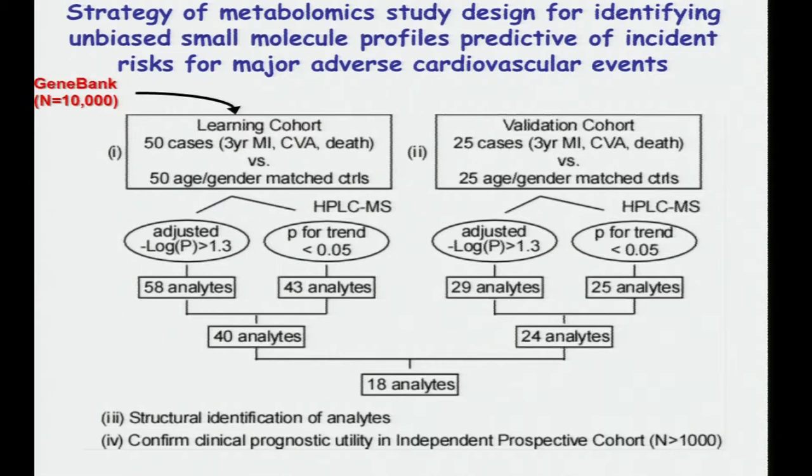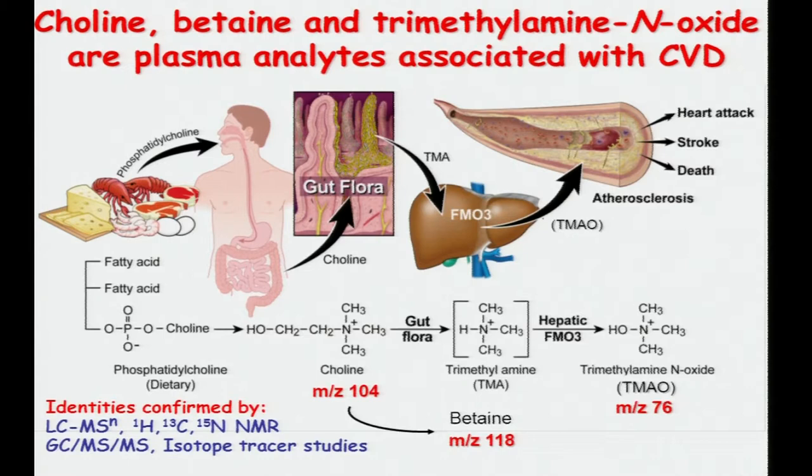And so from this cohort, we identified a small subset who went on and experienced heart attack, stroke, and death, and age and gender matched control subjects. And then within each person's plasma in this small case control cohort, we asked, can we find small molecules that are associated with cardiovascular disease risk? So we did this in a learning set, and we did it in a validation cohort. In the end, we came up with a small subset of compounds which seemed to reproducibly associate with cardiovascular disease. Well, the surprising finding was that some of these compounds fell into a common pathway, and that was involved in phosphatidylcholine metabolism.